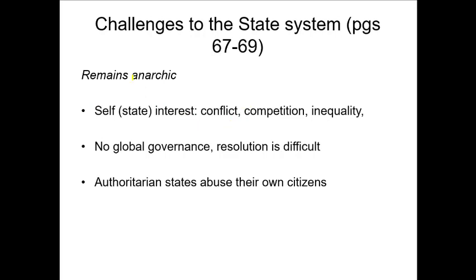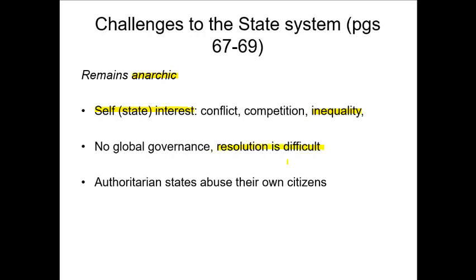Now, one of the biggest challenges, of course, is that our system remains anarchic, and there's no global authority keeping all of these states in line. The states are acting upon their own self-interest, and that is still conducive to conflict and competition, which is not, of course, always bad, but competition could lead to problems as well. And of course, we do see a lot of inequality in the world that is really not getting alleviated as long as we see states that are still out for their own self-interest. And since we have no global governance, resolution remains difficult.